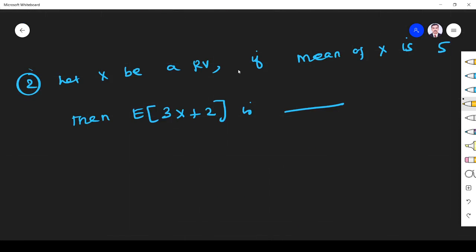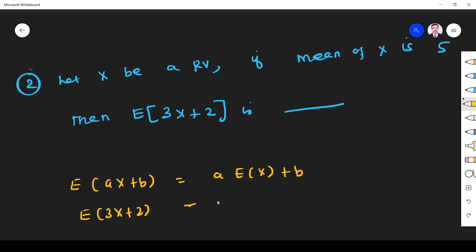Second question, let x be a random variable. If mean of x is 5, then what is E of 3x plus 2? So x is a random variable, mean they have given. What is E of 3x plus 2 they are asking. We know that E of ax plus b is equal to a into E of x plus b. So here, 3x plus 2, a is 3, E of x is nothing but mean of x, that is 5, so 3 into 5 is 15, b is 2, so it is 17. So the answer is 17.